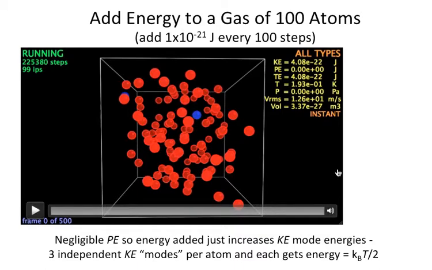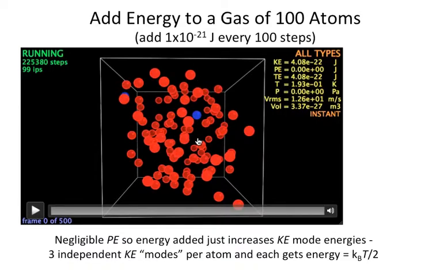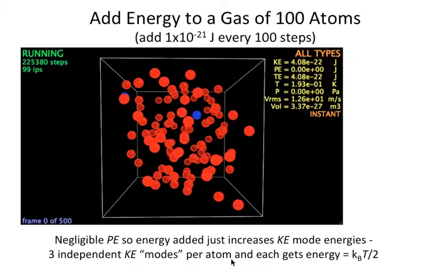The temperature will keep going up because there are 3 independent kinetic energy modes for each atom. They live in a 3-dimensional box, so they live in a 3-dimensional world. So there are 3 modes per atom. There's 100 atoms, so there's 300 modes altogether in this box.